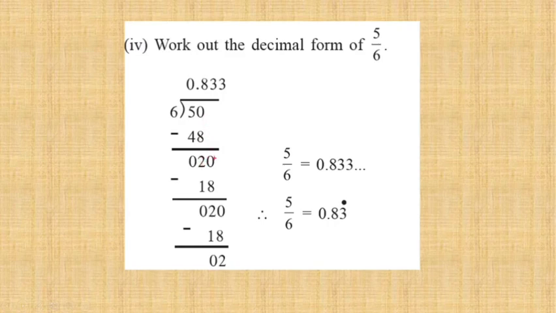2 when added 0 becomes 20. 6 threes are 18. Again 2. Again 6 threes are 18. Again 2. Again 6 threes are 18. So 3 goes on repeating. Therefore, the final answer is 0.83 overhead dot. We are using dot on the overhead of 3 because the number 3 is getting repeated, not 8. So we have to use only dot on the head of 3.